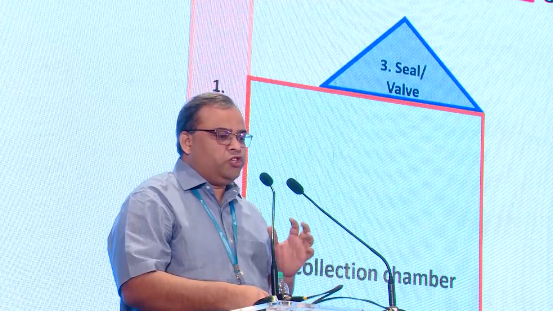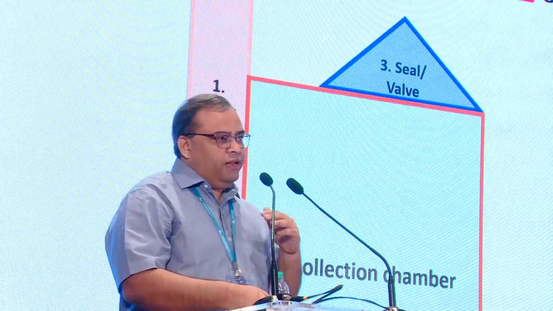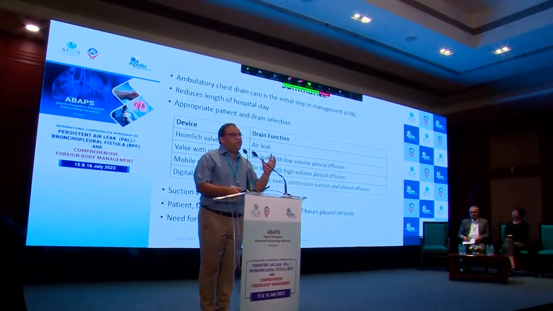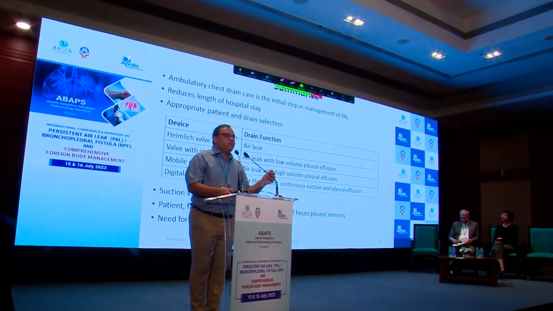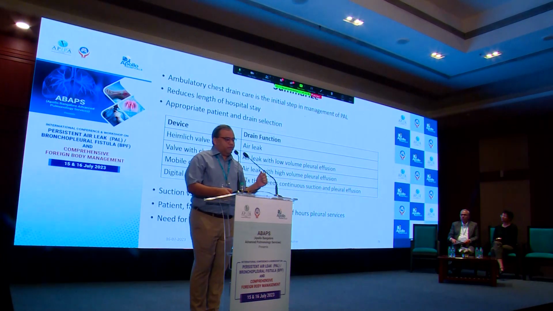The ideal drain should have the following components. There should be a drain tube which connects to the chest tube of the patient and to the device, where there is a collection chamber. There should be a valve. The valve will prevent the entry of air. If there is only air leak, you can just manage it with a Heimlich valve. If a small amount of fluid is present, then you can use a small chest drain like a Sinapi system.